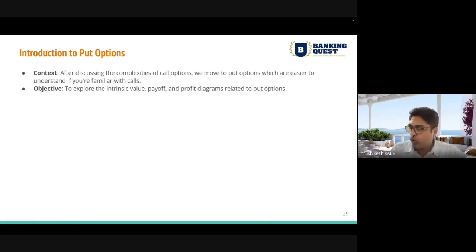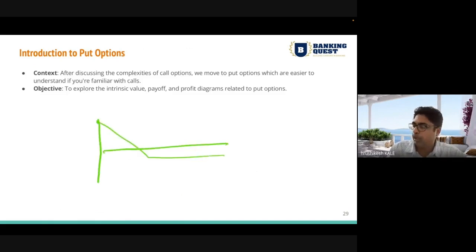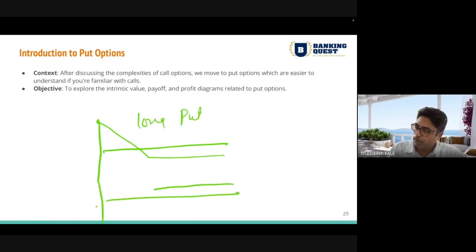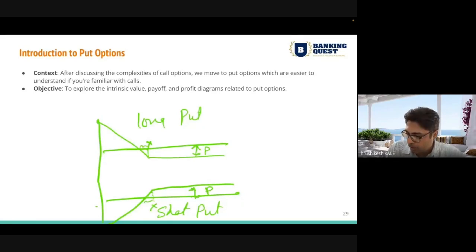Let us try to explore put options. This is long put. Exact mirror image of it is short put. This is the premium. This is also the premium. This is exercise price. This small c is the premium. Okay, let's see.